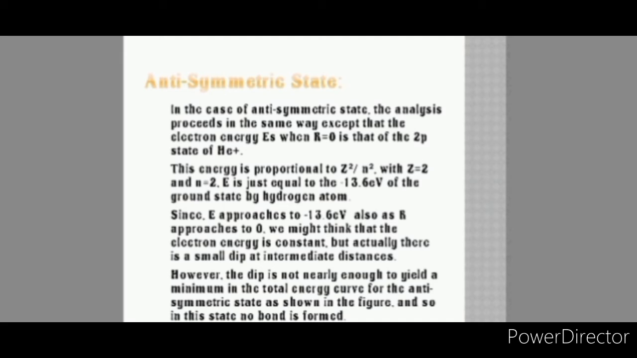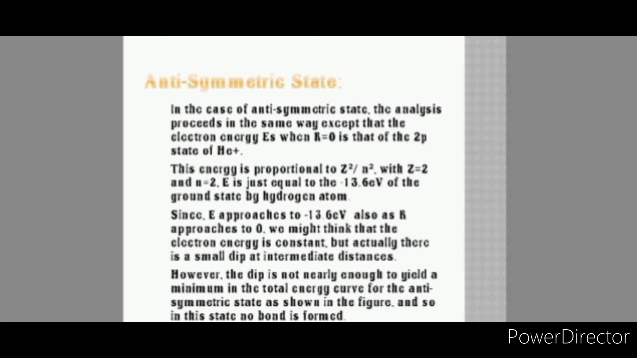Because in the antisymmetric state, when r is equal to 0, the electron's energy of the hydrogen molecular ion is that of the 2p state of the helium ion. So in the antisymmetric state of the hydrogen molecular ion, the bond is only formed when r is equal to 0. Now let's see what happens when r is approaching infinity.